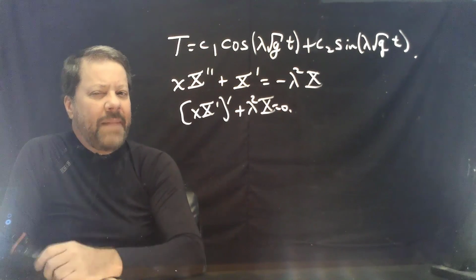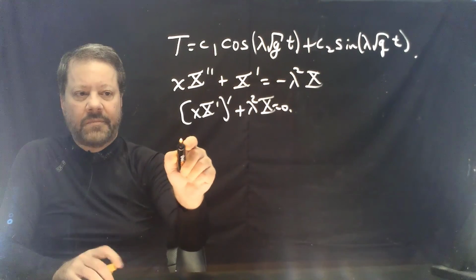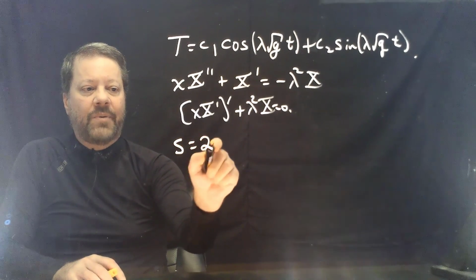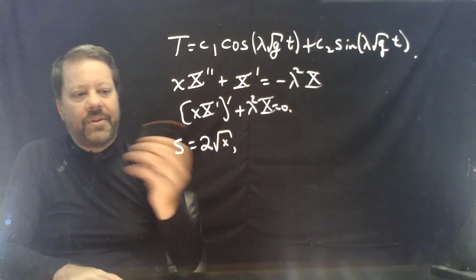It's not quite Bessel's of order 0. But we can make it into a Bessel's equation of order 0 by making a substitution. The substitution is s equals 2 root x. What does that do to our derivatives?